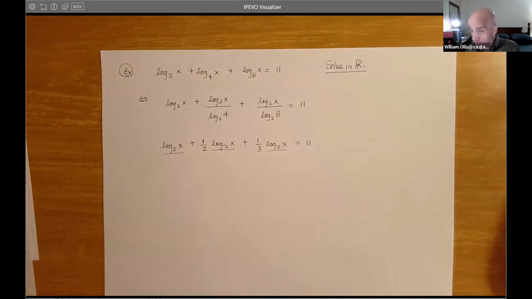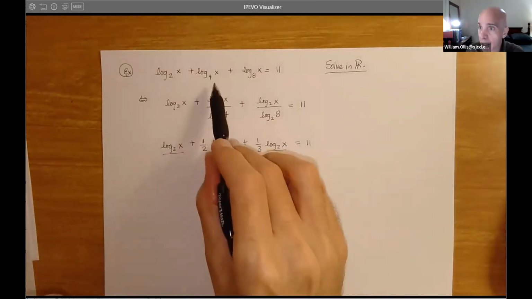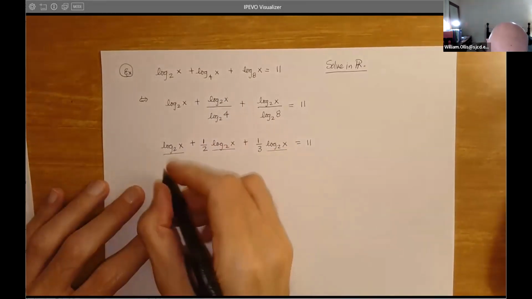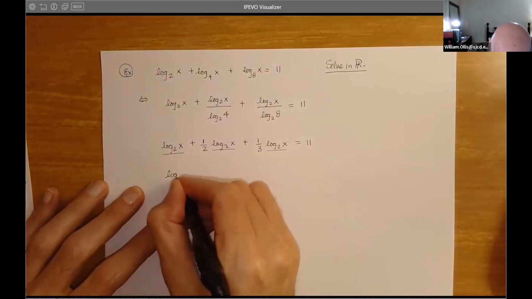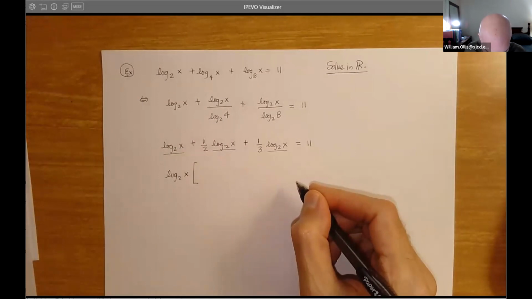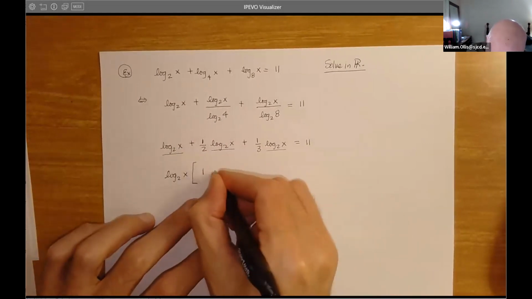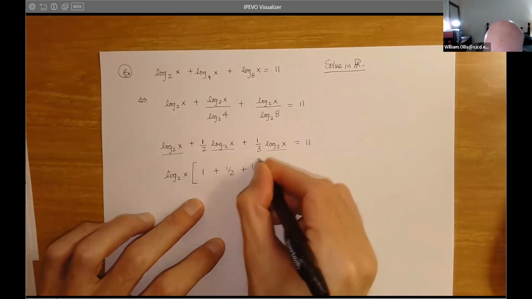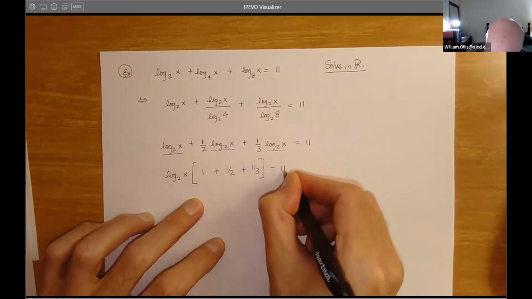Just remember, in order to use the definition of log, we need one log term, and we can't combine logs that have different bases. So now we have the log base 2 of x times all of these numbers here. So we have the distributive law. So we have 1 plus 1/2 plus 1/3 equals 11.